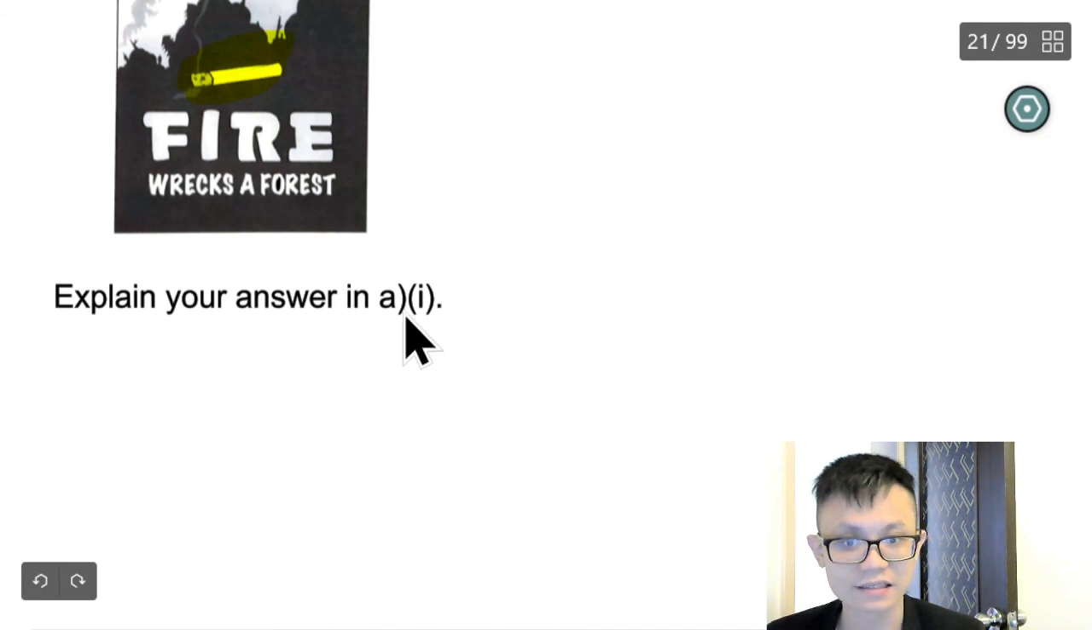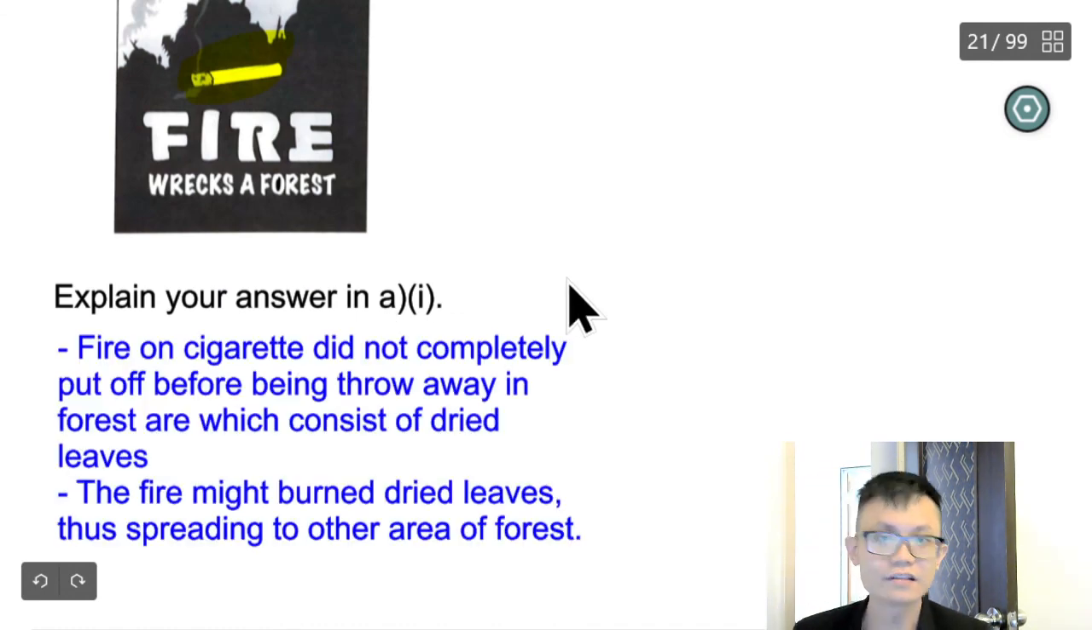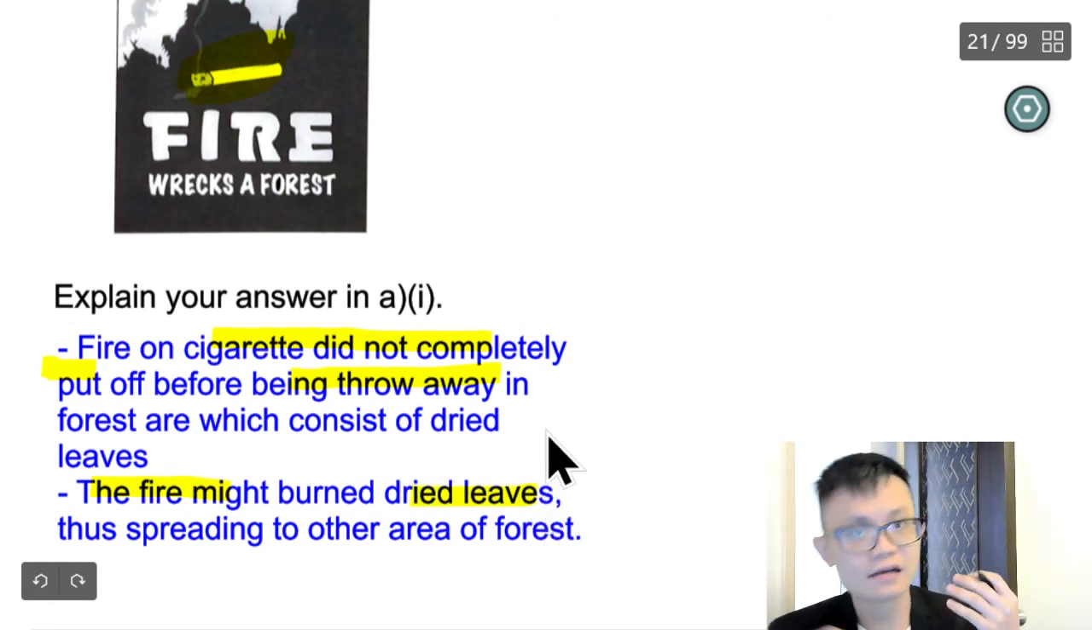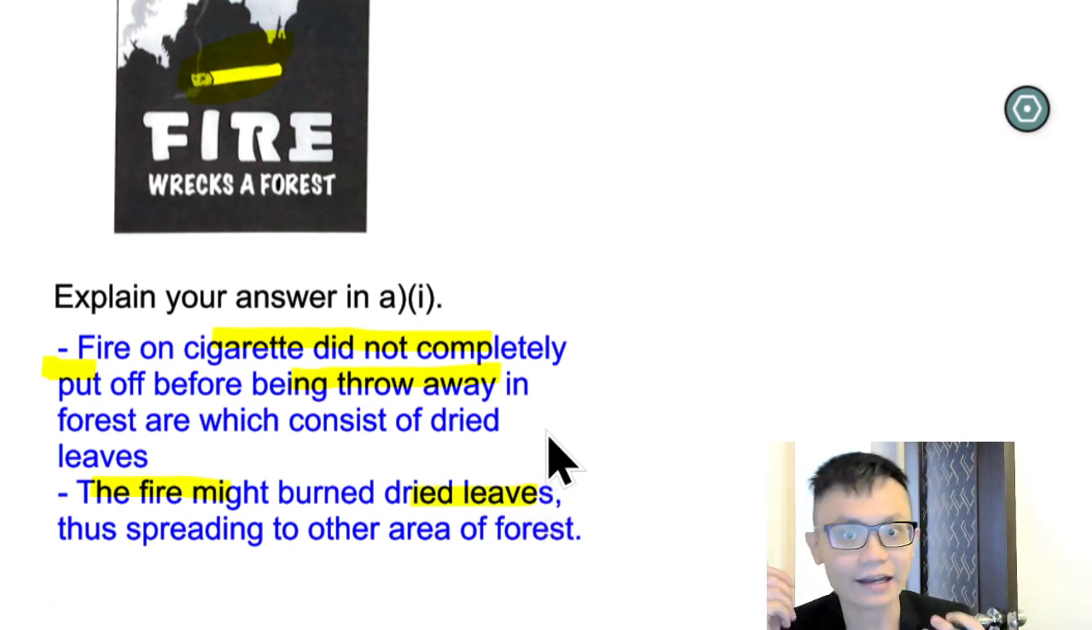Explain your answer in A1. Maybe we can say that the cigarette was not completely put out and people threw it away. Then the fire spread because there were dry leaves. Make it in simple words that you can explain in the answer.